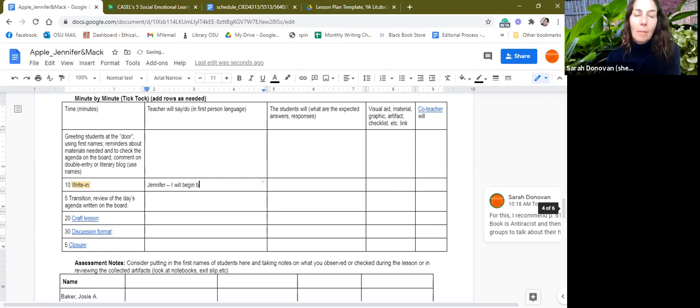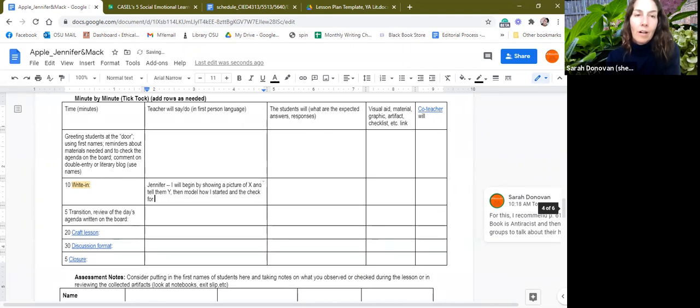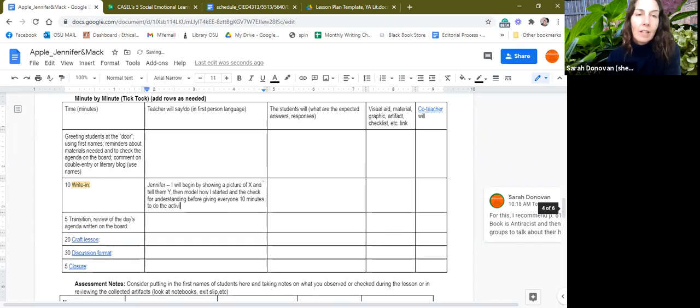I will begin by showing a picture of X and tell them why. Then maybe model how I started. And then check for understanding before giving everyone 10 minutes to do the activity.